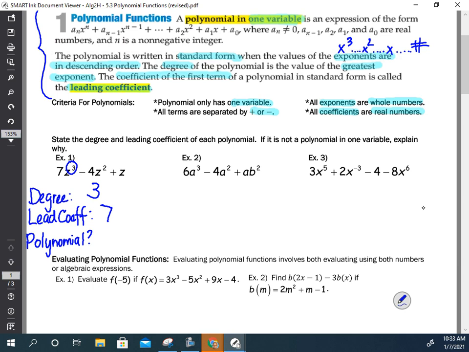Now, is it a polynomial? Let's make sure it meets the criteria. Does it have one variable? Yes. Separated by plus or minus signs? Yes. All the exponents are whole numbers, 3, 2, and 1. Yes. All the coefficients are real numbers: 7, -4, 1. That's a yes. And the answer is yes. So that takes care of that particular problem.